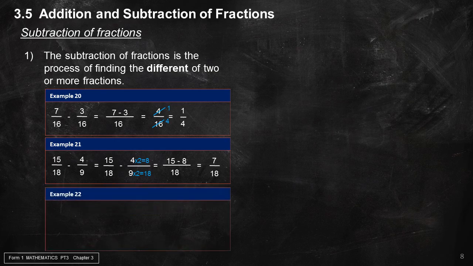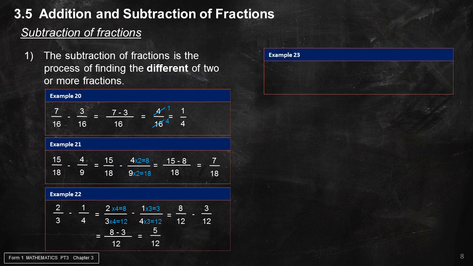Example 22. 2 over 3 minus 1 over 4 equals upscale 2 over 3 to 8 over 12 minus upscale 1 over 4 to 3 over 12 equals 8 over 12 minus 3 over 12 equals 8 minus 3 over 12 equals 5 over 12.